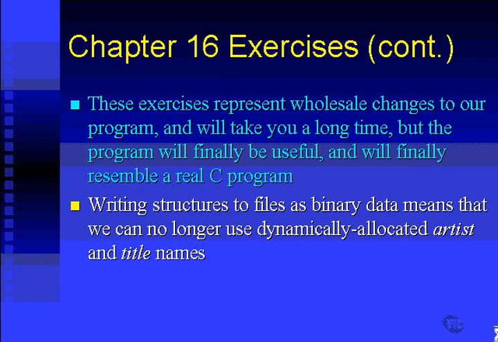One thing that you should note is that if you're using fwrite and fread to write structures out to the file and read them back in again, you can't use dynamically allocated artist and title names. In other words, you're going to have to go back to using arrays for the artist and title names. That should actually make the coding slightly simpler. You won't have to allocate and free those names. If you don't know why that is, you might want to have a bit of a think about it.